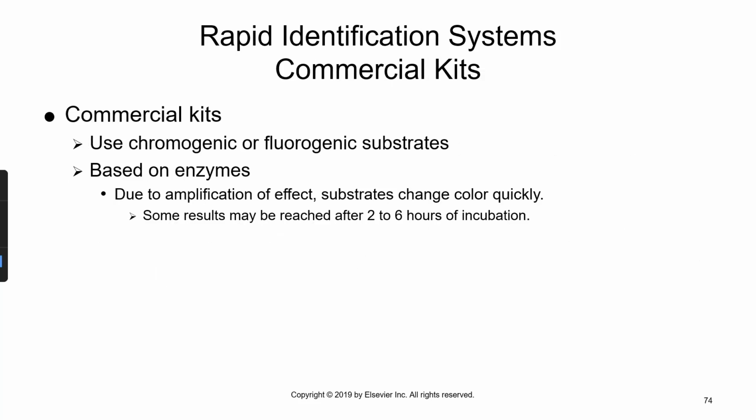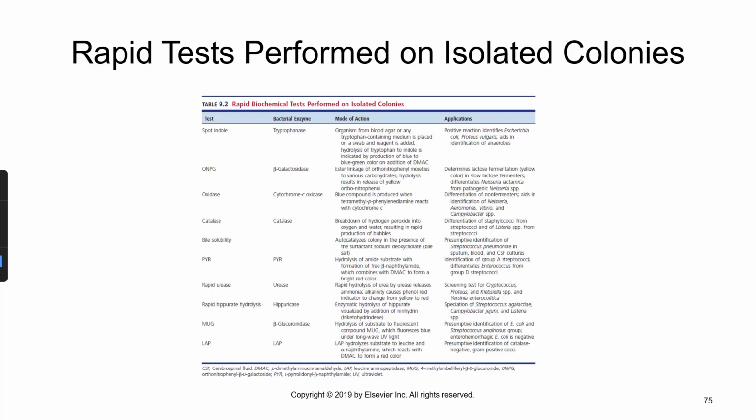In commercial kits, they use chromogenic or fluorogenic substrates, and it's based on enzymes. Due to the amplification effect, substrates change color quickly. Some results may be reached after 2 to 6 hours of incubation. These are some of the rapid tests that are performed: the spot indole, ONPG, oxidase, catalase, bile solubility, PYR, rapid urease, rapid hippurate hydrolysis, MUG, and LAP.